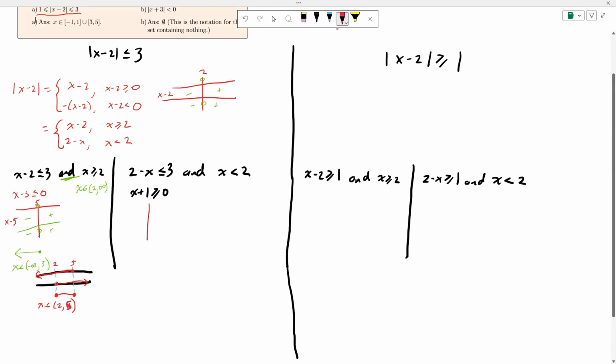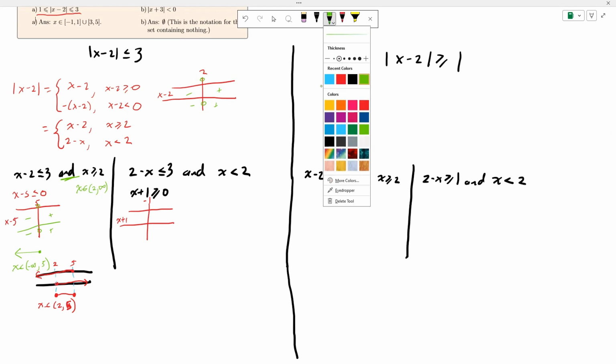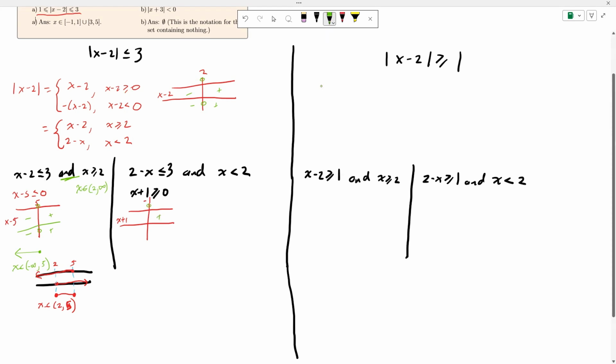This, we can create a chart. Our split point is minus 1. We have x plus 1. I know that I am at 0 here. I am positive, negative. So positive, 0, negative. I want to be greater than or equal to 0. So I include this point and forward. So x is in the interval minus 1 to infinity, and I include minus 1.